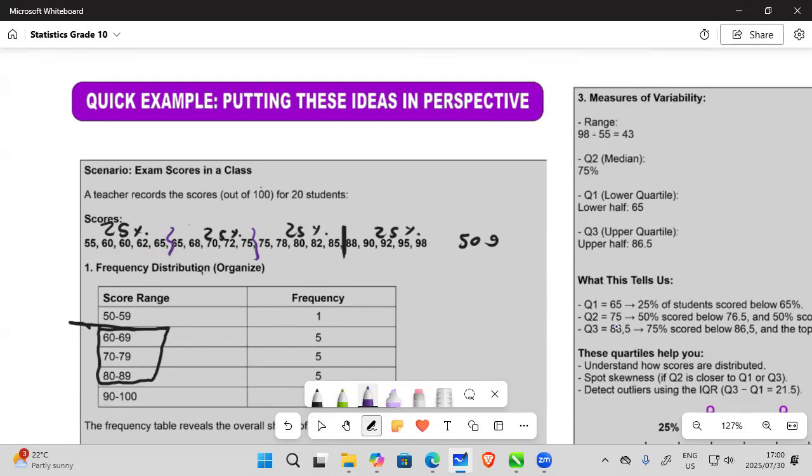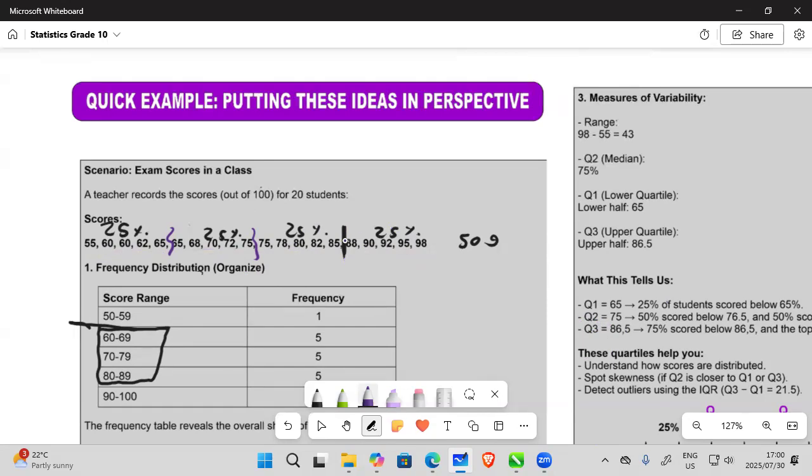When I said that quartile 2 is 75, it means that 50% of the students scored less than 75 and 50% scored 75% and above. Quick ways of analyzing data. If I said that quartile 3 is 86.5%, then that means that 75% of students scored less than 86.5 and 25% of students scored 86.5% and above, right? It's just quick ways of analyzing data.